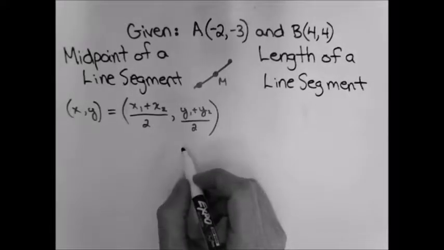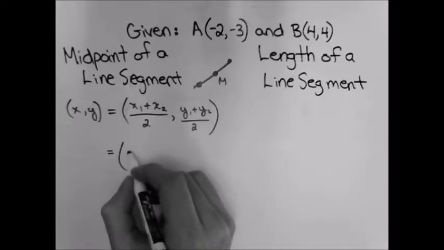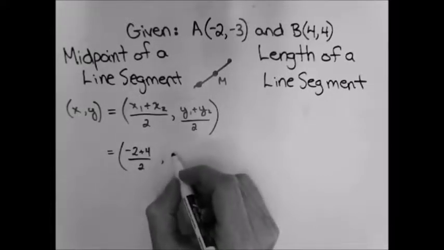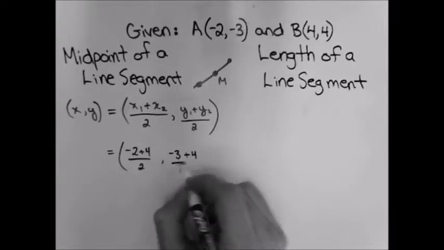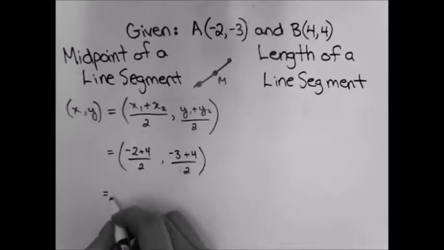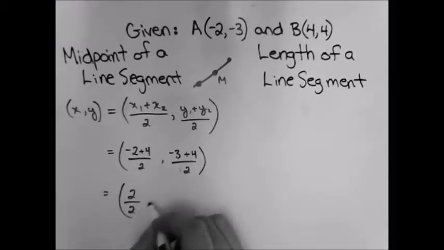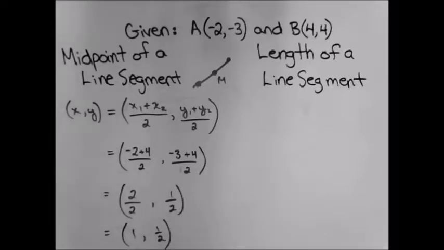Using the example points B and A here, we can use the x values from both of these points and the y values from both of these points. -2 plus 4 over 2, and -3 plus 4 over 2. We simplify this: -2 plus 4, that's 2 over 2, and -3 plus 4, that is 1 over 2, which tells us that the midpoint of the line segment AB is found at the point (1, 1/2) on the coordinate plane.